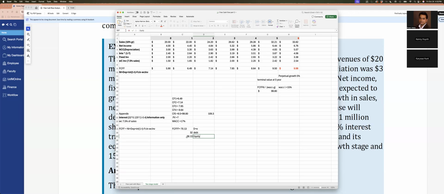Equity in this is in millions, right? Yeah, that is the value of the equity. Actually, we're going by per share. Yeah, that's what it is. So based on that, you can calculate the value of the firm.